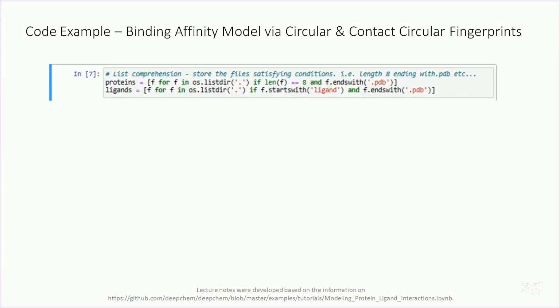In the next lines of code, we are selecting the files with specific conditions as the following. First, the listdir function finds every file in the folder. In this case, it finds every file that has a character length of 8 and ends with .pdb, which is going to be the protein files.